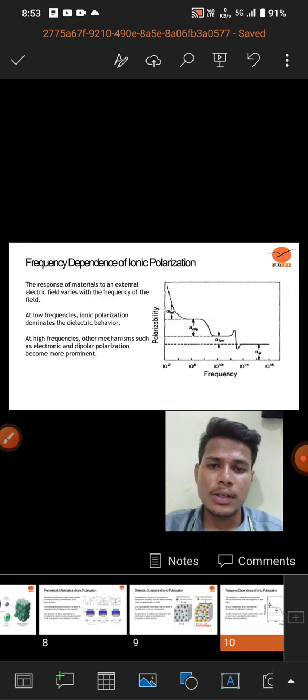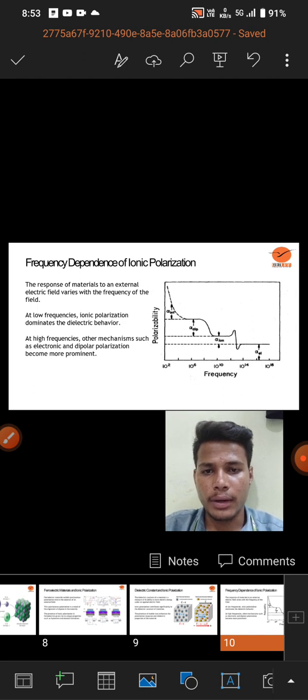The frequency dependence of ionic polarization. The response of materials to an external electric field varies with the frequency of the electric field. At low frequency, ionic polarization dominates the dielectric behavior. At high frequencies, other mechanisms such as electronic and dipole polarization become more prominent.